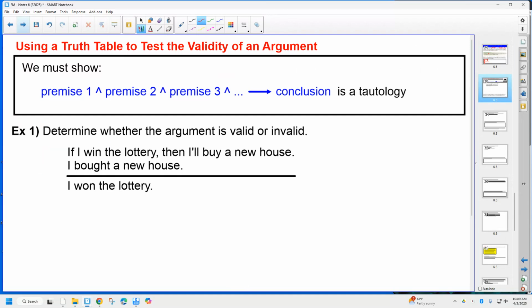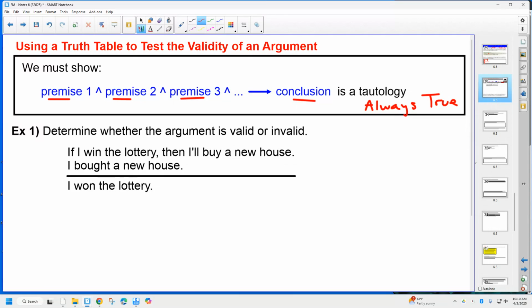Or we can use a truth table. And this is kind of the long way, a brute force method of proving validity if you don't understand Modus Ponens. But in order to use a truth table, we have to show that the premises together implying the conclusion is a tautology. Now that means everything is true. Always true. So the easy way where you don't have to think much is to make a huge truth table, and if everything's true, it's valid.